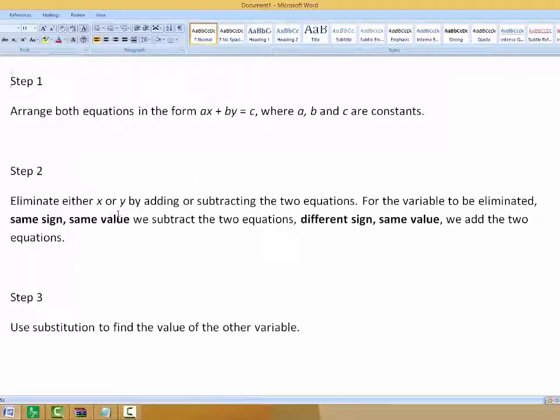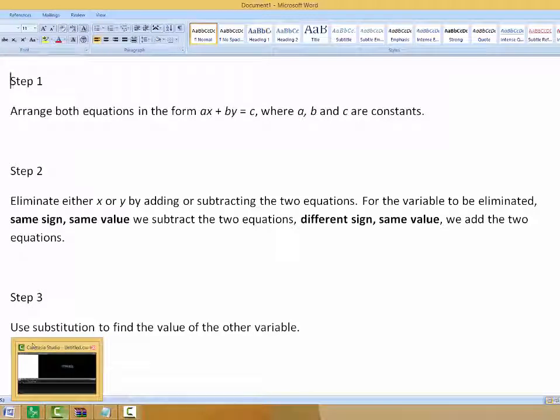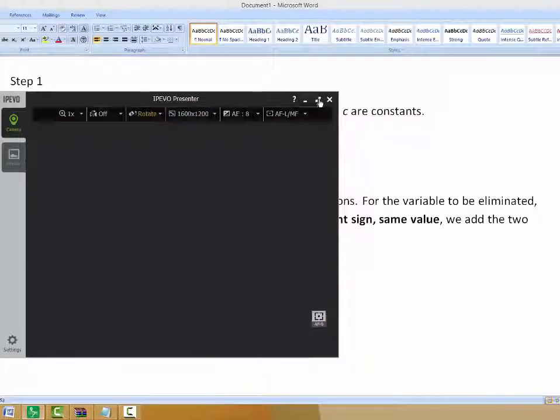Step 2 is eliminate x or y by subtracting the two equations. For example, if you want to eliminate x, same sign, same value, we subtract; different sign, same value, we will add. Later on during the examples, I will show you what this means by same sign, same value, different sign, same value. And finally, we use substitution to find the value of the other variable. Without much further ado, let's now begin with the examples. Now let's go to the camera.